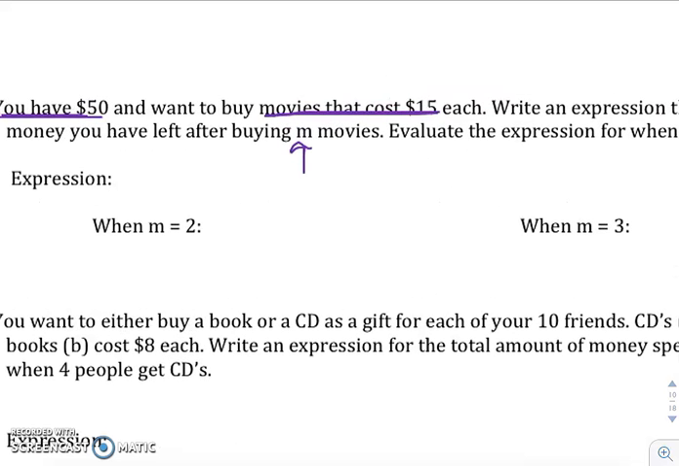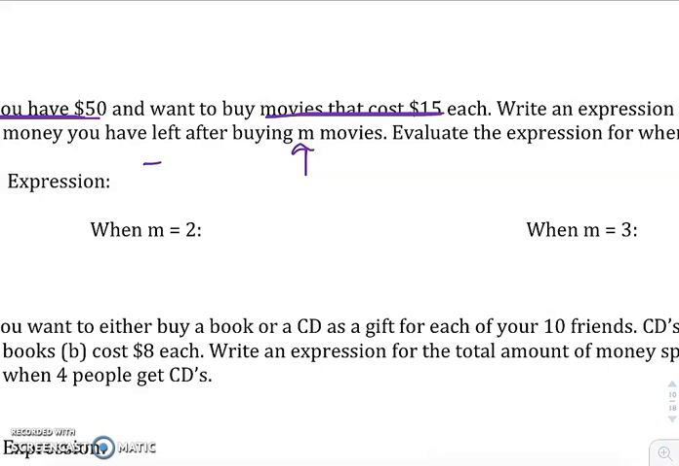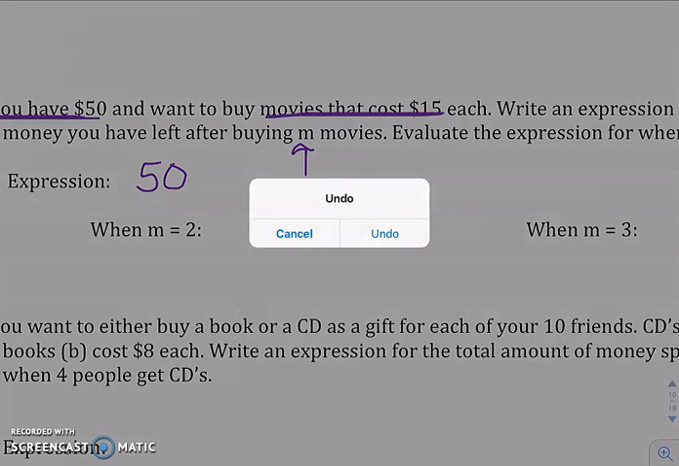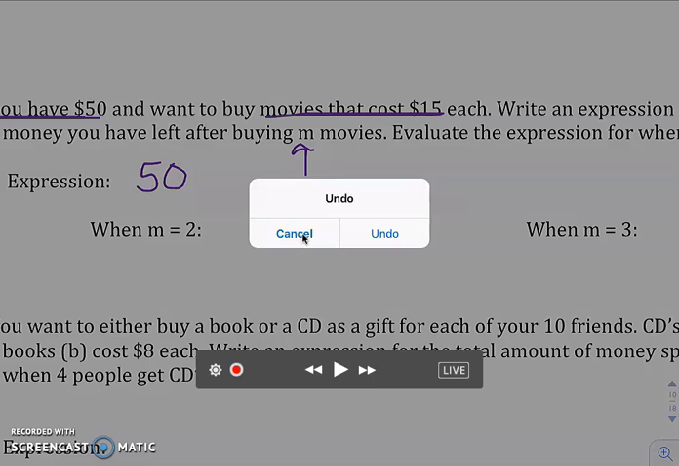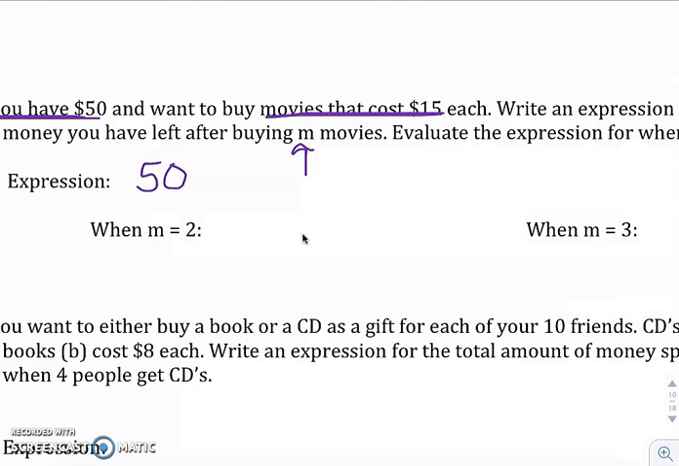So for your expression, what you could say is, I have $50, but every time I buy a movie, am I gaining money or am I losing money? Well, when you buy something, you lose money. So from that $50 you have, every time you buy a movie, you're losing $15. So that is your expression, 50 minus 15M. I was trying to write that neater.